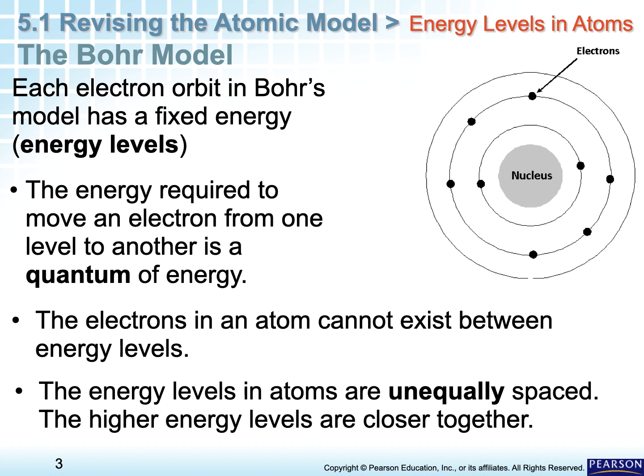Each electron orbit in Bohr's model has a fixed energy, so he came up with energy levels. The energy required to move an electron from one level to another is called a quantum of energy. And he also stated that the electrons cannot exist between energy levels and that the energy levels are unequally spaced. The higher energy levels are closer together.